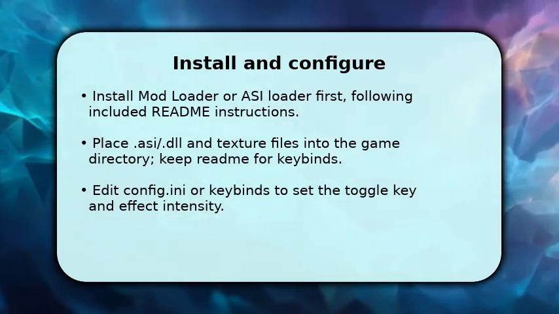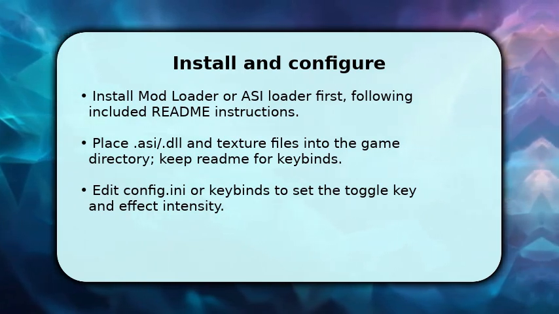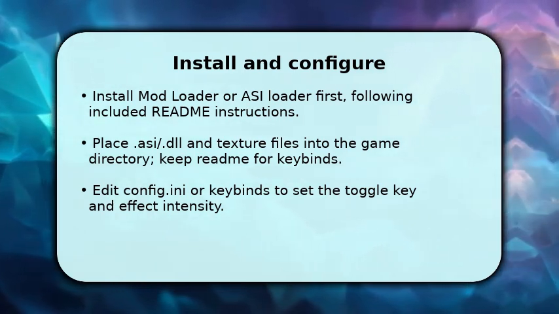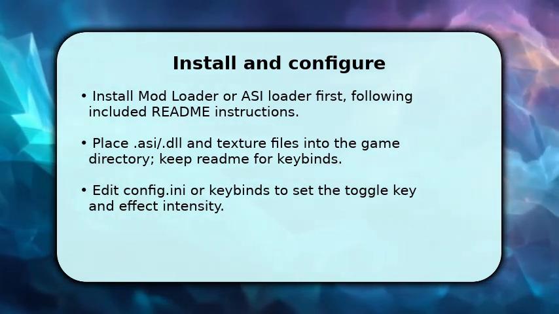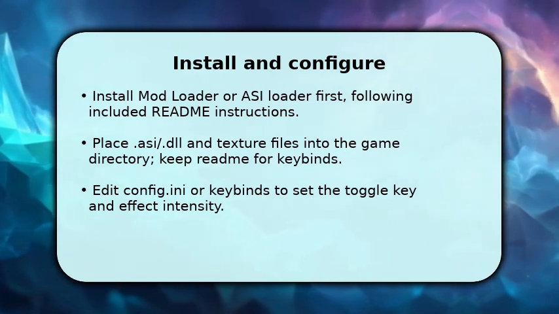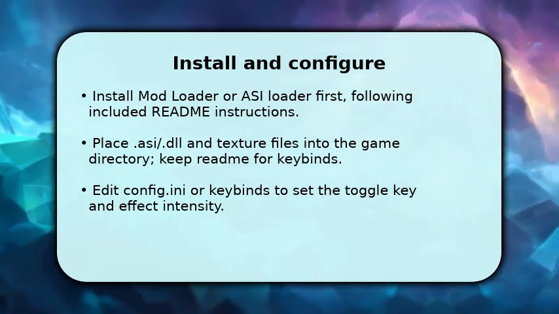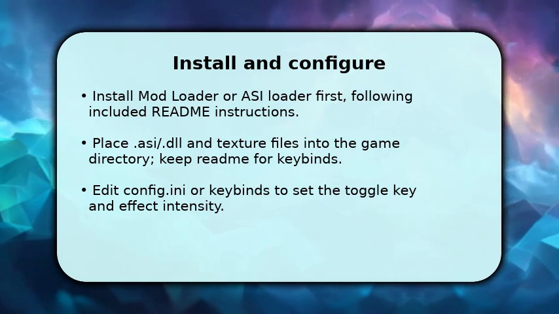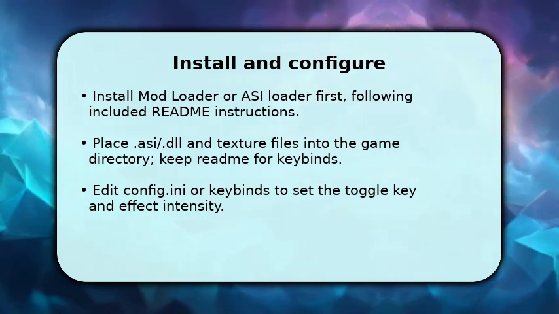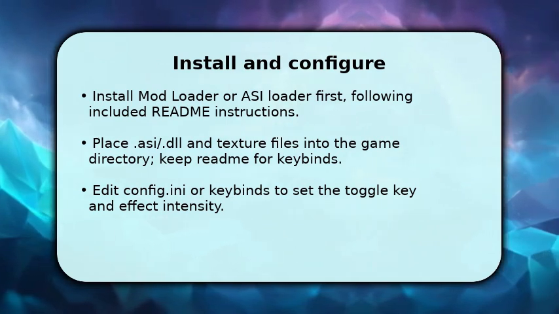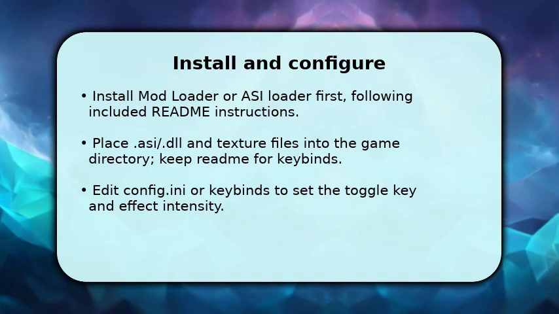Once the loader is in place, copy the mods, SE or DLL and any texture or shader folders into the game directory. Then open the mod's config or the provided INI and set your preferred toggle key and effect intensity. This ensures the night vision appears at a usable brightness. If the mod uses Clio scripts, drop the CS file.